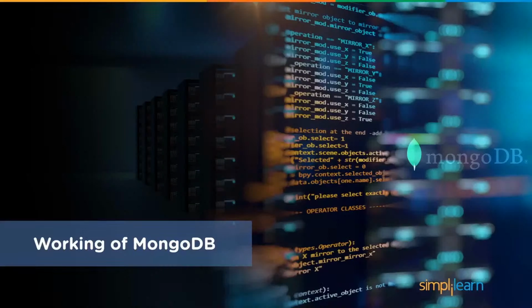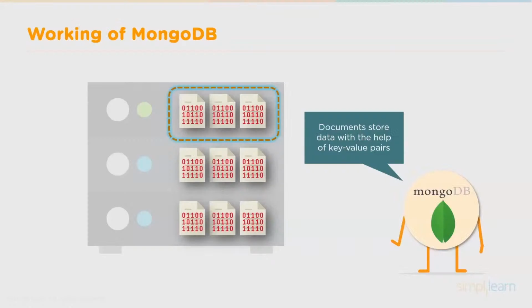Now let's quickly have a look at the working of MongoDB. Data is stored in documents with the help of key-value pairs. Now the data is stored in the BSON format. At the back end, MongoDB converts JSON data into a binary format known as BSON. MongoDB also makes provision for nested data. Now all of these documents are stored in a collection. These collections hold multiple documents, and since MongoDB is schema-less, the documents in one collection need not be similar.